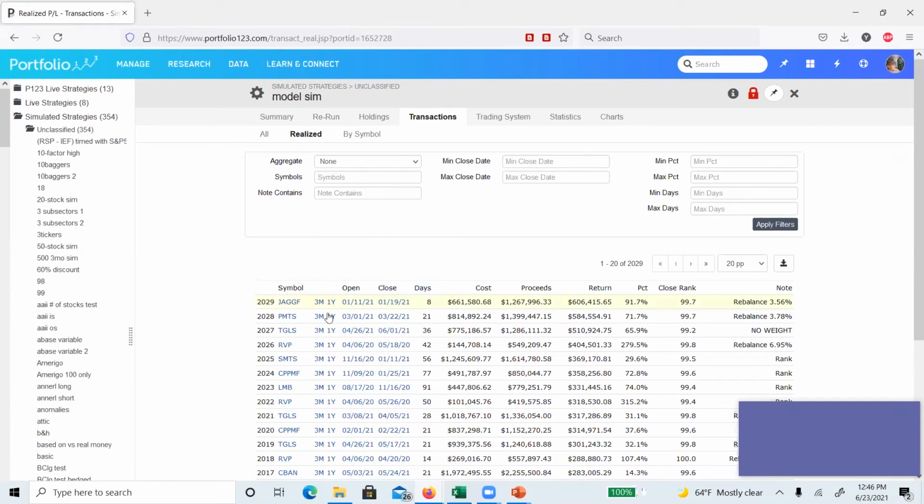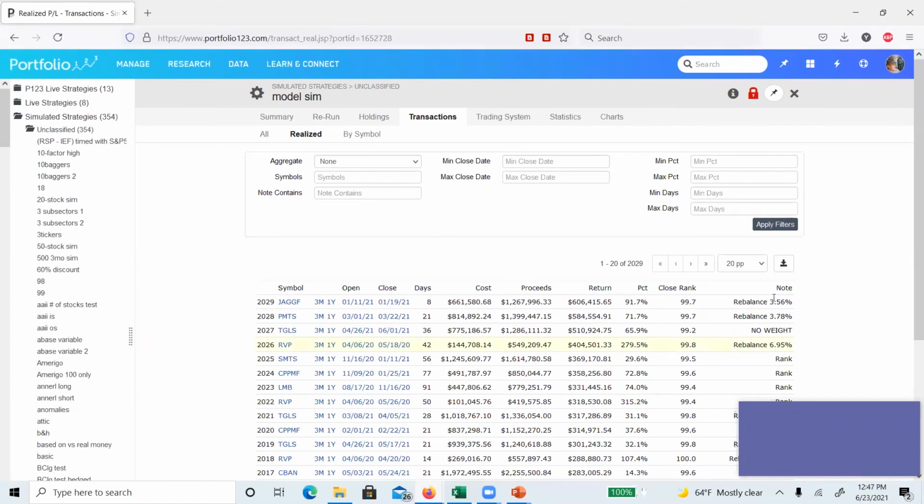I mean, this stock, Jaguar Mining, was held for 8 days and made 91.7% and made $600,000. That's just absurd. There's no way that you would have been able to get in and out in 8 days and make that much money on a tiny little mining company like that. That's pretty unlikely. And even if it happened, it's not something you would have been able to repeat. But it's good to look at this stuff, right?